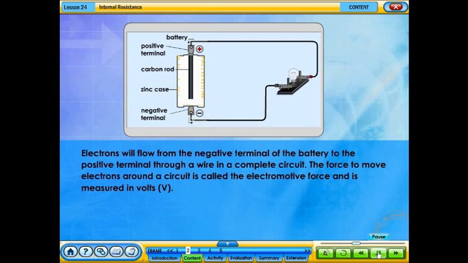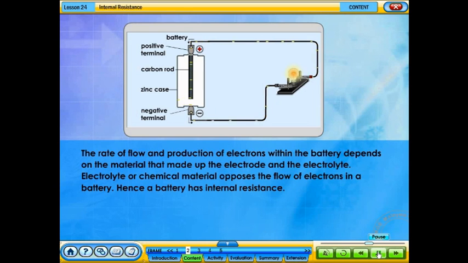Electrons will flow from the negative terminal of the battery to the positive terminal through a wire in a complete circuit. The force to move electrons around a circuit is called the electromotive force and is measured in volts. The rate of flow and production of electrons within the battery depends on the material that made up the electrode and the electrolyte. Electrolyte or chemical material opposes the flow of electrons in a battery. Hence, a battery has internal resistance.